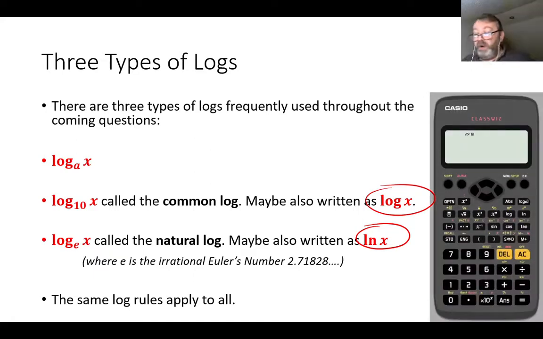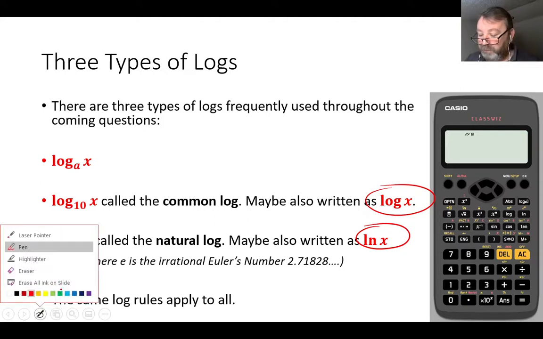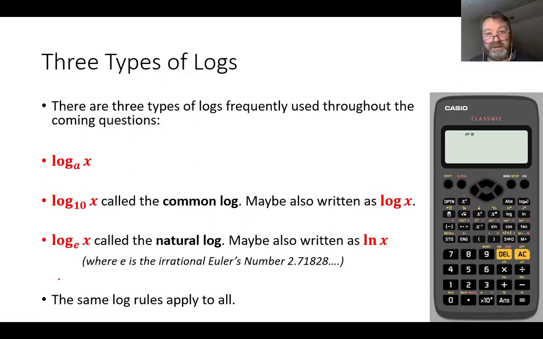Okay, now, why do I point out those three? And why are they so important? The answer is because they're on your calculator. There's log to the base a of x. That's the button that you use when you want to use a base with a number. So if you want to put in log to the base 3 of 27, you tap that, you fill in the base 3, you fill in 27, you press equals, and the answer will be 3.